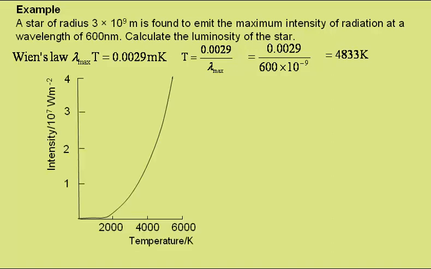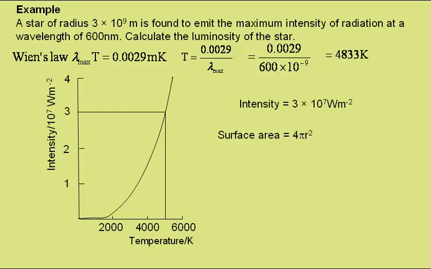Then we would have a graph something like this, and if we read up from 4800 Kelvin, we get an intensity of around 3 times 10 to the 7 watts per square meter. The intensity there, 3 times 10 to the 7 watts per square meter. The surface area is given by 4 pi r squared, and we were given the radius here in the question, so we can put that in and get 4 times pi times the radius squared, giving a surface area of a massive 1.13 times 10 to the 20 square meters.